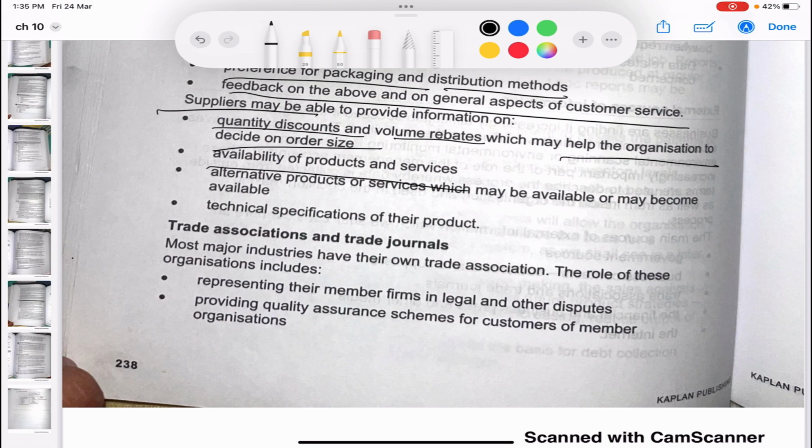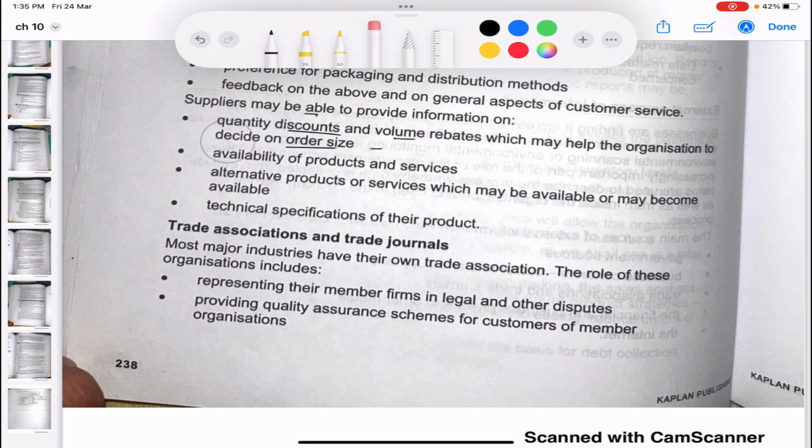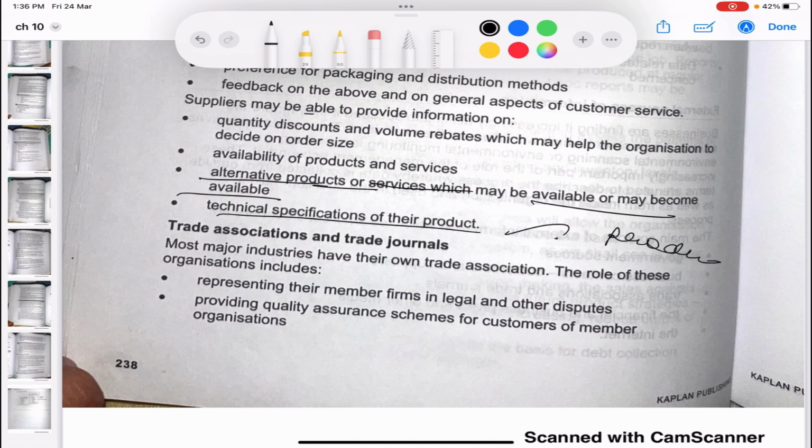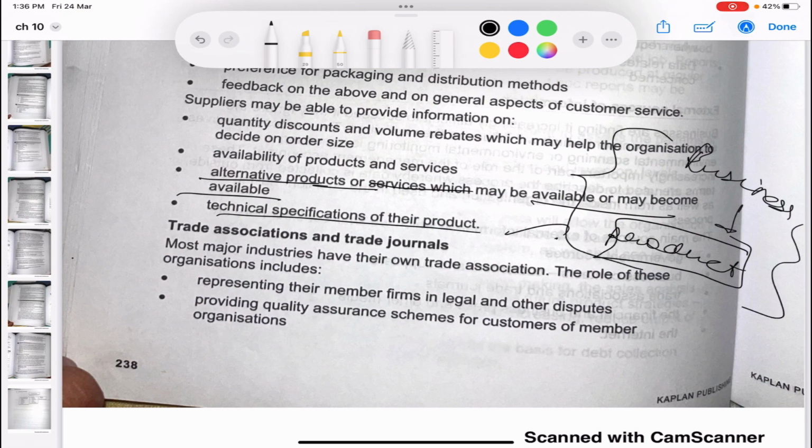Availability of products and services. Now that is again something which is going to be provided by our supplier only. Alternative products and services which may be available. Technical specifications of their product. So whatever product my business is producing, what kind of technology do I require, or how much quantity I need, or what kind of discounts are there in the market. All of this information will be provided by my suppliers.